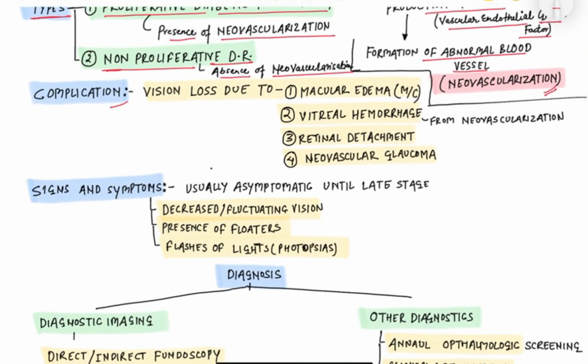Complications of diabetic retinopathy: vision loss due to macular edema, vitreous hemorrhage from neovascularization, retinal detachment, and neovascular glaucoma.